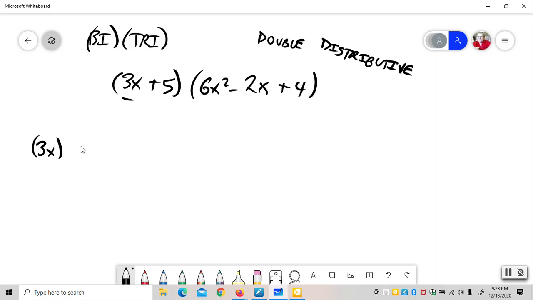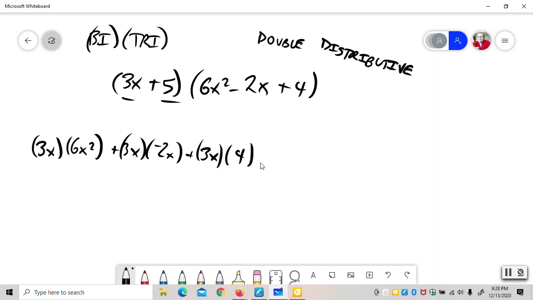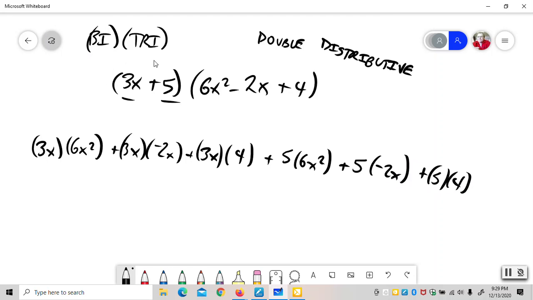3x times 6x squared plus 3x times negative 2x plus 3x times 4. Then you distribute this with everything. Plus 5 times 6x squared plus 5 times negative 2x plus 5 times 4. So I just said this goes with everybody, and this goes with everybody.